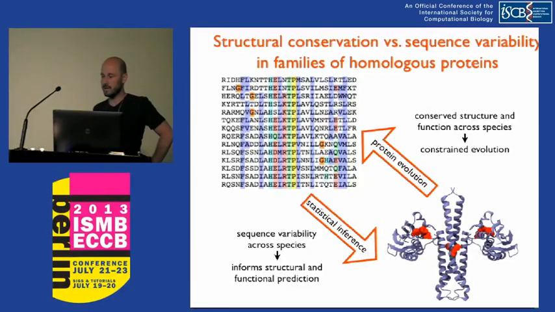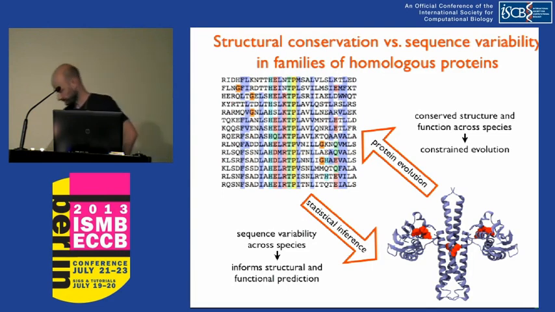Okay, what is the main idea? The basic idea is that we have a lot of sequence data available now and much less structural information, but in evolution, typically structure is much better conserved than sequence. So you have a lot of sequence variability with relatively conserved structure. What we would like to do, using the huge amount of sequence data, is to use statistical inference, using the sequence variability to inform structure prediction.